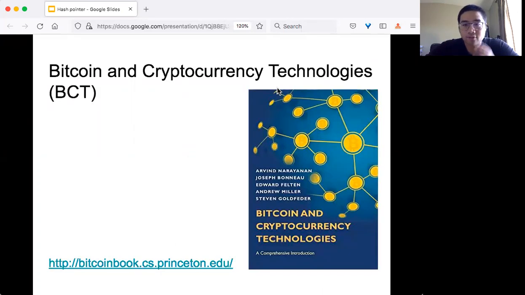And the content is from this great book. It's called Bitcoin and Cryptocurrency Technology. In short, I will call it BCT. I highly recommend you purchase it. And if you don't have enough money, that's fine. The authors generously provide a preprint on their website here.